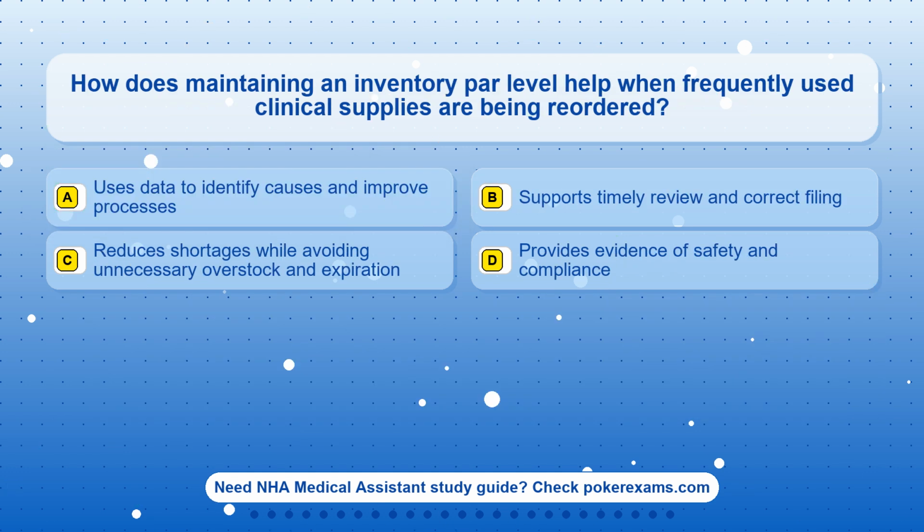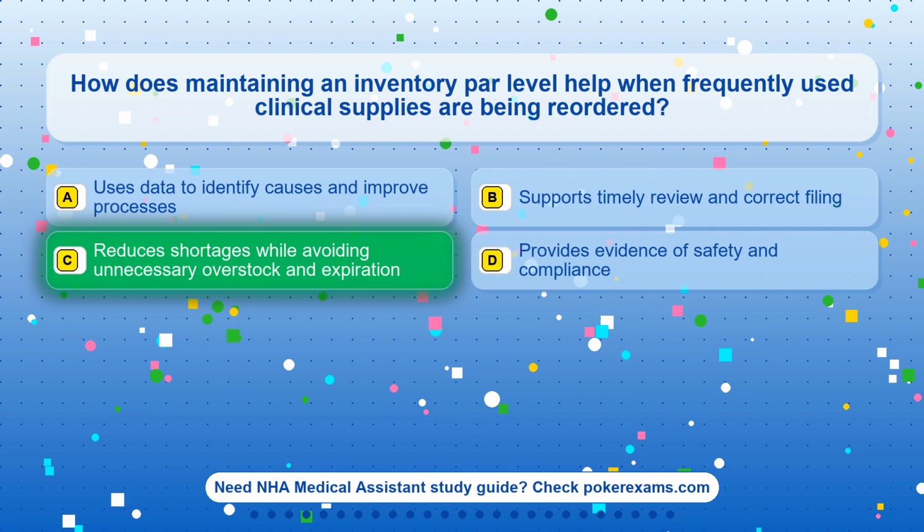Question 5. How does maintaining an inventory par level help when frequently used clinical supplies are being reordered? Option A. Uses data to identify causes and improve processes. Option B. Supports timely review and correct filing. Option C. Reduces shortages while avoiding unnecessary overstock and expiration. Option D. Provides evidence of safety and compliance.